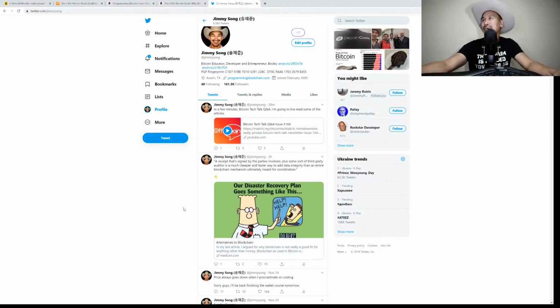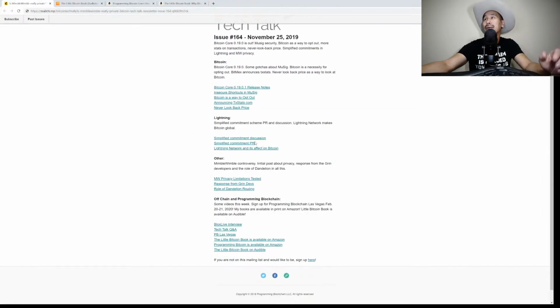A receipt that's signed by the parties involved plus some sort of third-party auditor is a much cheaper and faster way to add data integrity than an entire blockchain mechanism ultimately meant for coordination. That's from an article that I wrote a while back. But it's crazy to me that people still can't figure out that public key cryptography and receipts are what they're really looking for, not this crazy thing called blockchain. Anyway, those are my tweets this week. I will go over them next week if it's still popular.